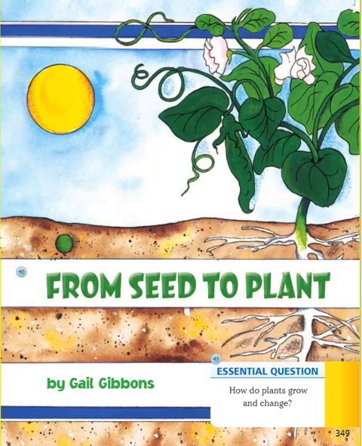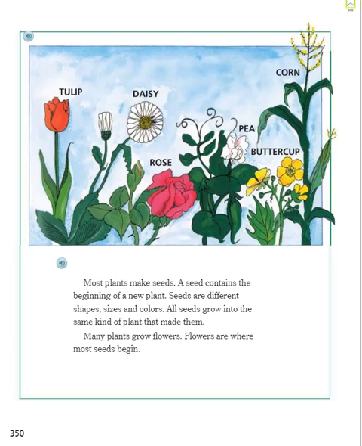From Seed to Plant by Gail Gibbons. Essential question: how do plants grow and change? Tulip, daisy, rose, pea, buttercup, corn.